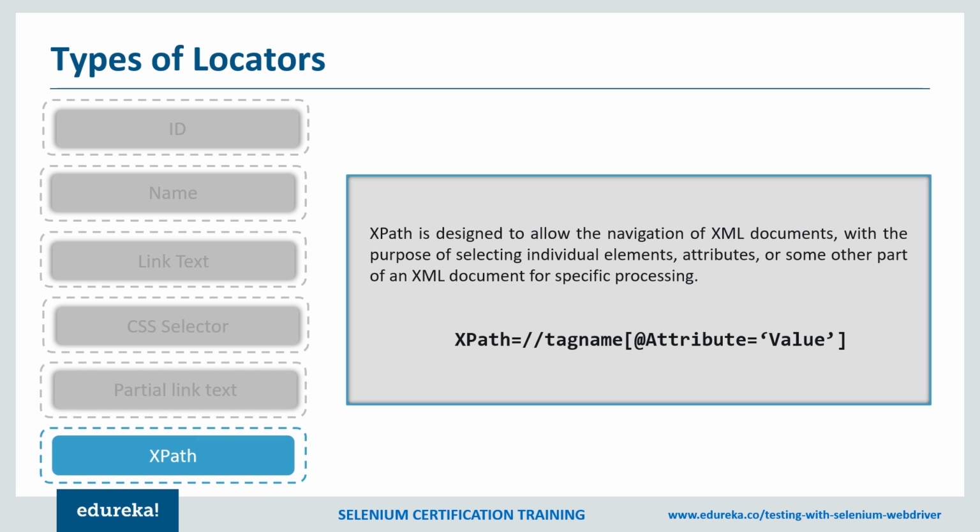Next, let's move to the last locator, that is XPath. So this is my favorite locator. XPath, also called XML Path, is a language to query XML documents. It consists of a path expression along with some conditions. Now let's understand the working of XPath.